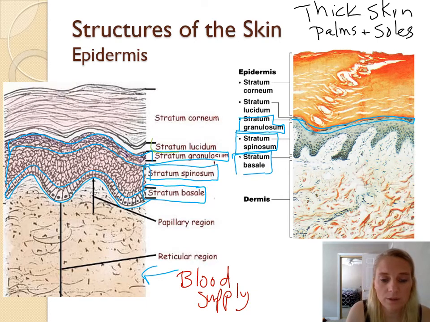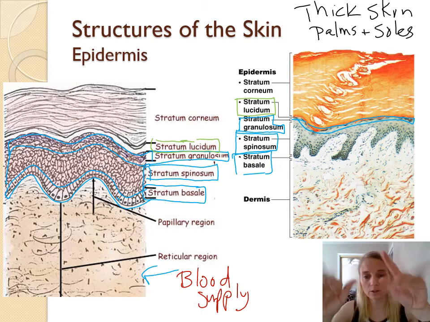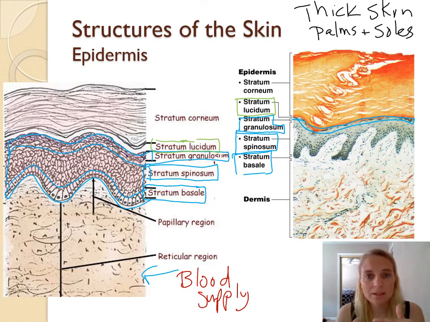So the stratum lucidum. So the stratum lucidum is what's called a clear layer, like lucid means clear thinking. So stratum lucidum is a clear layer only found on your thick skin. As these cells of the stratum granulosum get pushed further and further away, they lose all of those dark staining granules, and it appears to be a thin, clear layer.